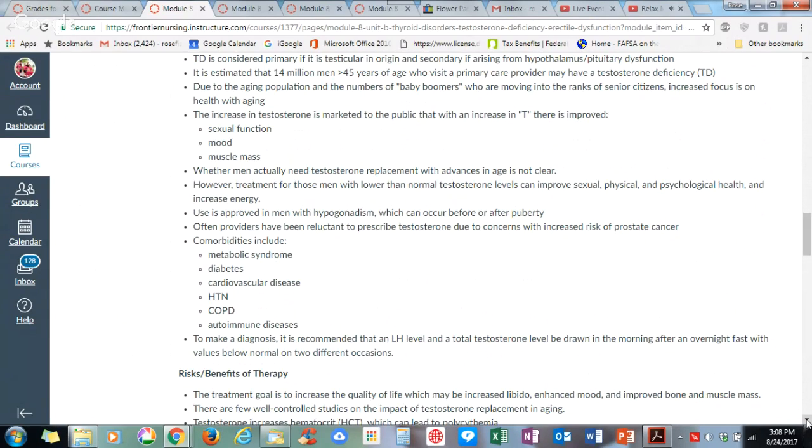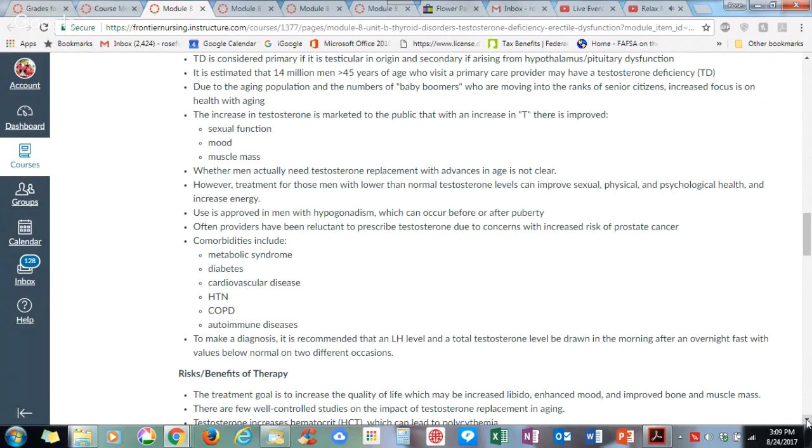The increase in testosterone is marketed to the public as providing improved sexual function, mood, and muscle mass. Whether men actually need testosterone replacement with advanced age is not clear. However, treatment for those men with lower than normal testosterone levels can improve sexual, physical, and psychological health and increase energy. Use is approved in men with hypogonadism, which can occur before or after puberty. Often, providers have been reluctant to prescribe testosterone due to concerns with increased risk of prostate cancer.